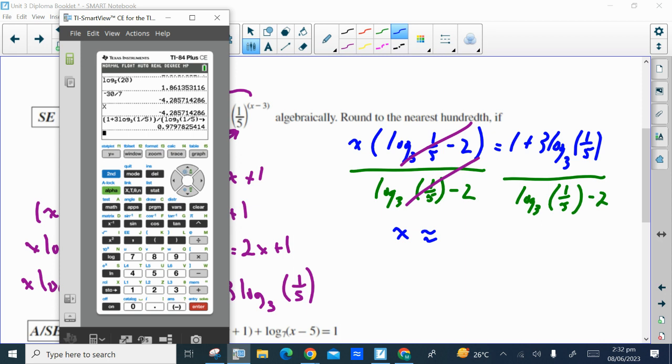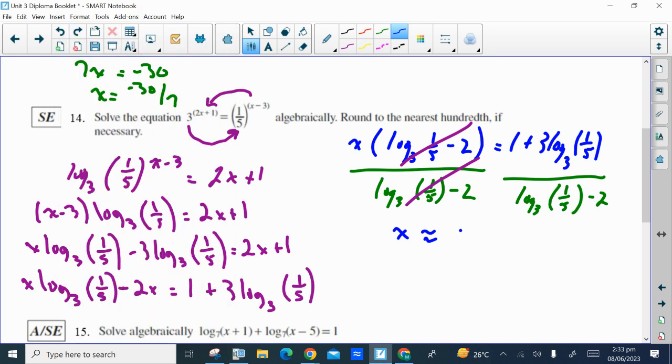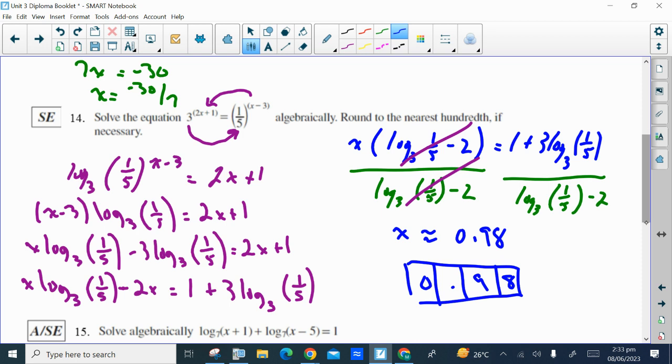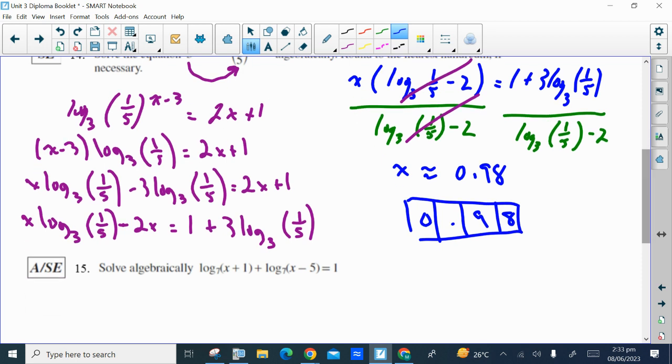You cannot cancel the log base 3 of 1/5 because you'd be breaking up parts of binomials. You can only divide by all the terms in a binomial, not just one of them. So approximately 0.98 to the nearest hundredth. So remember, you put the decimal in that second box. There is a space between the second and the third boxes for decimals. That's the only place. And you'd have to bubble in the decimal there.